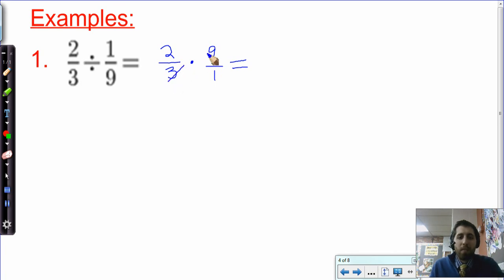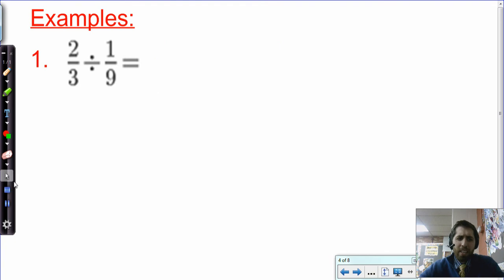Hopefully you see that we can simplify as we go. We can divide a number on top and bottom. If you divide 9 and 3 both by 3, you get 3 on top and you get 1 on bottom. Top times top is 6, bottom times bottom is 1. 6/1, 6 divided by 1, or 6 wholes, which equals 6, so we have 6 units. So this answer is just 6.